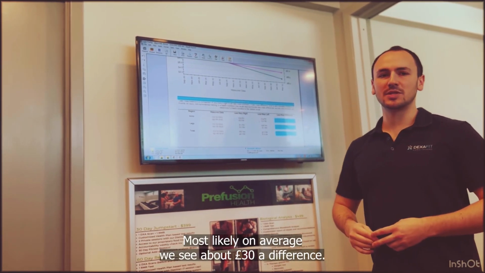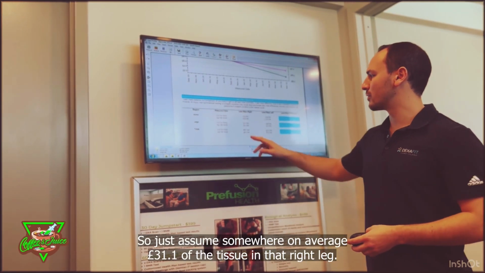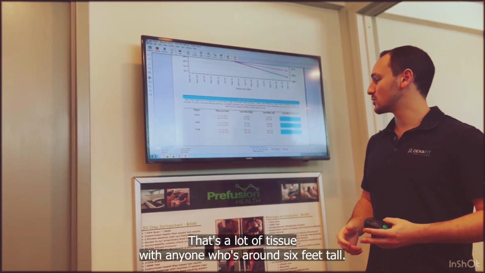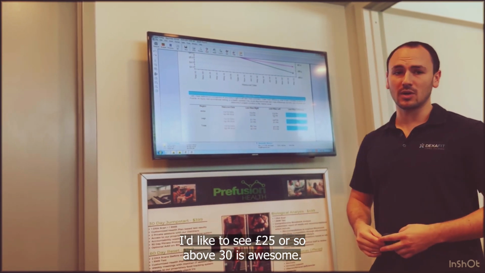Most likely, on average, we see about 1/3 of a pound of difference. So just assume it's somewhere in that range. 31.1 pounds of lean tissue in that right leg. That's a lot of lean tissue. With anyone who's around 6 feet tall, I like to see 25 pounds or more. So above 30 is awesome.